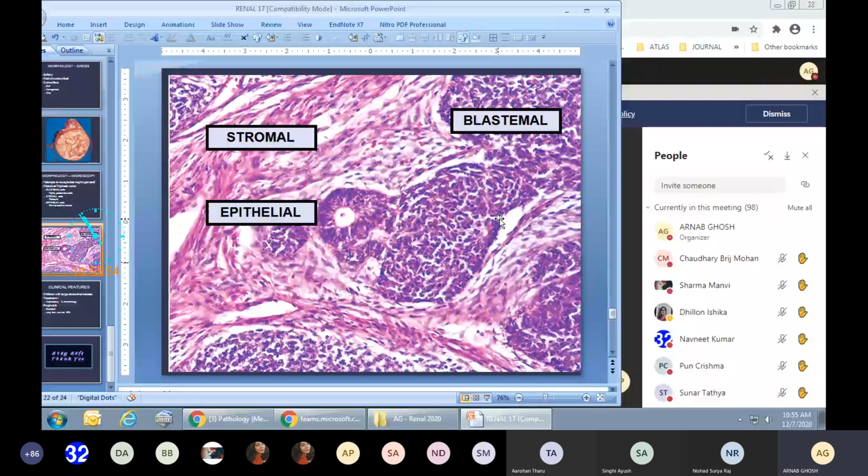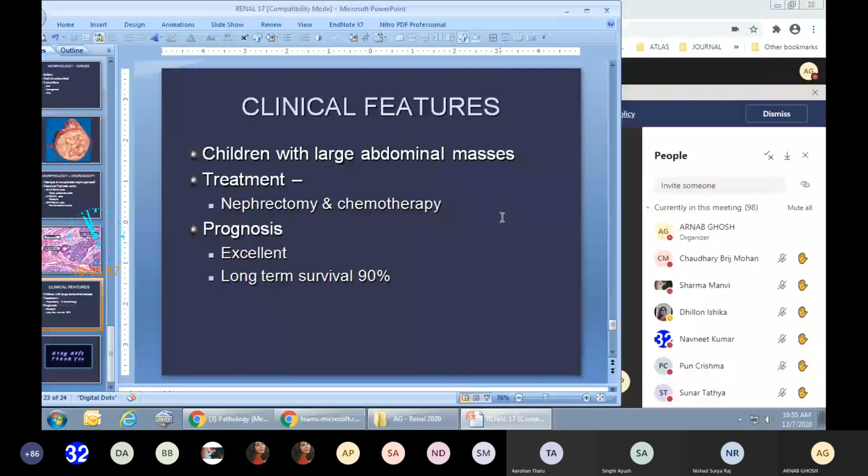And the last slide today is what are the clinical features. Here we'll see children with large abdominal mass, and treatment is nephrectomy and chemotherapy. Prognosis, as we said, is excellent. Now we have good chemotherapy, and usually these children will have long-term survival. More than 90% will survive for a long period. So prognosis is good.